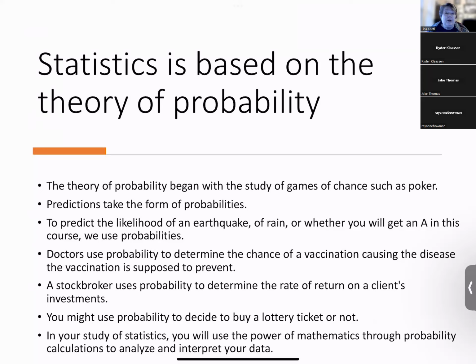What's the likelihood that you get an A in this course? Very good, I'm sure. We use probability to determine the chance a vaccine works. Stockbrokers use it for investments, whether you buy a lotto ticket or not. So in your study of statistics, you use the power of mathematics, probability, and calculations to analyze and interpret your data.